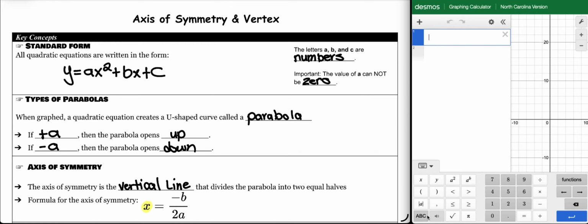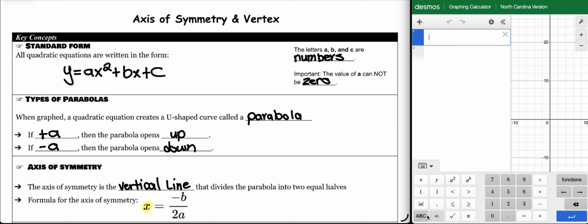The letters A, B, and C are numbers that we will have in the problems, and it's important that we know that the value of A cannot be 0. Now there are two types of parabolas, and a quadratic equation produces what we call a U shape. So the quadratic equation is a U shape, and it's also called a parabola. But now the two types that we have is a positive one and a negative one.